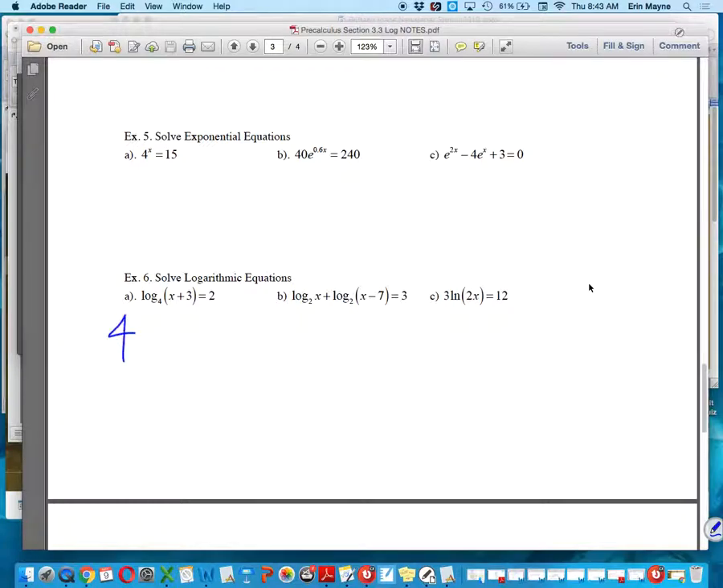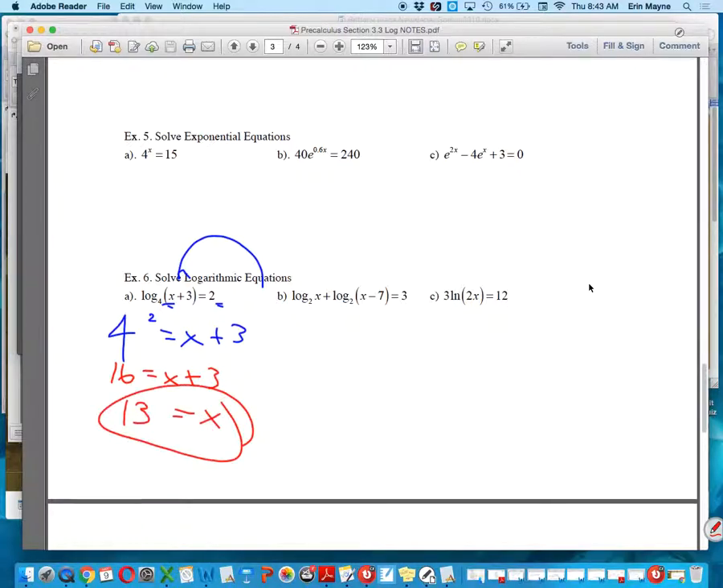Yeah, this base to that power equals that. Okay, so what would I do? If this seems easy, it's because it is. What would I do? 16 equals x plus 3, last step. Subtract 3, that's right. Okay?